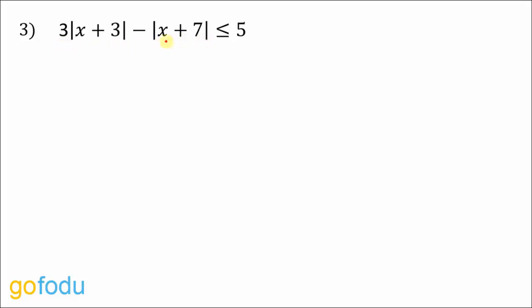Okay. Then 2 cases for this modulus: x plus 7 is greater than 0, mod will open with a positive sign; x plus 7 is less than 0, mod will open with a negative sign. And we can simplify these 4 cases by drawing the number line, and we can reduce these cases to 3.